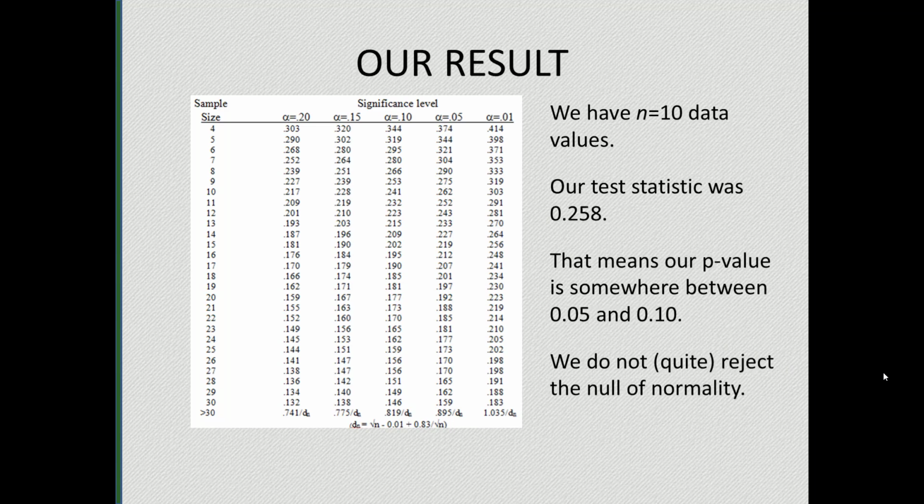For our example, we had 10 data points, and our test statistic was 0.258. For 10 data points, 0.258 falls somewhere between those. Our p-value is somewhere between 5% and 10%. And so if you're an ardent rabid traditionalist, you do not quite reject the null hypothesis that our data come from a normal distribution.